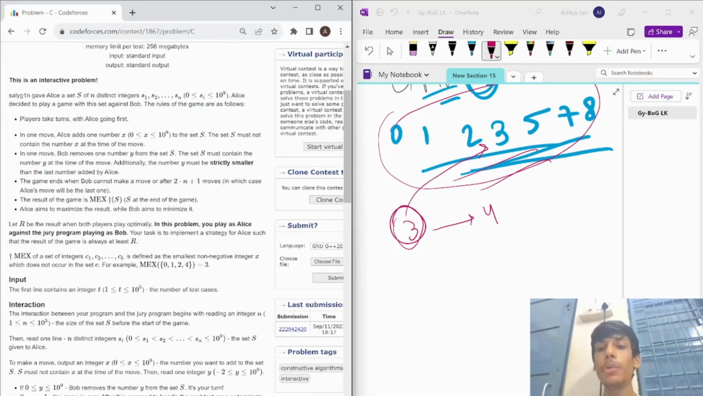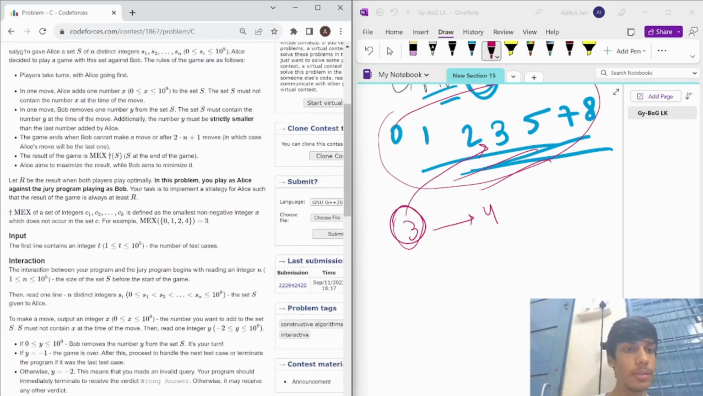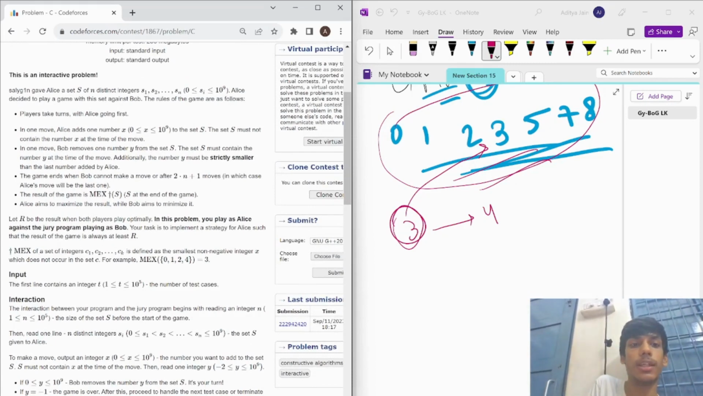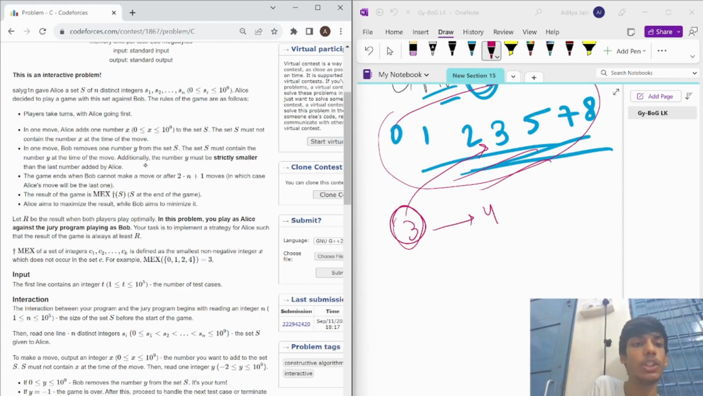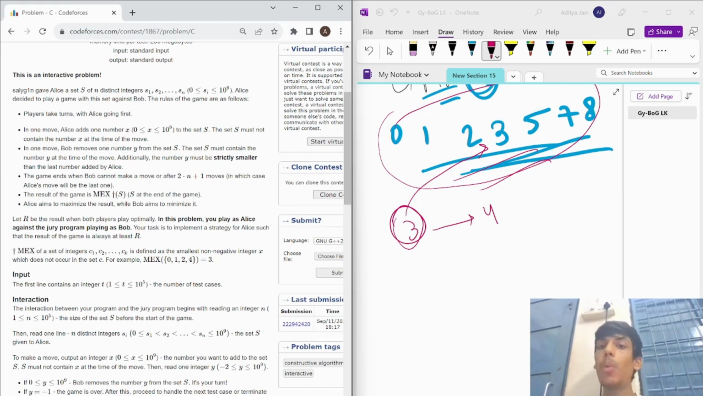So, what can Bob do? Bob can remove any number from this array, with the condition that the particular number which Bob removes should be less than 3. Because in the question it's given that whatever number Bob removes, it's strictly less than the number removed by Alice. It's written here, the number y must be strictly smaller than the last number added by Alice. The last number added by Alice was 3. So now Bob can remove any number which is less than 3.